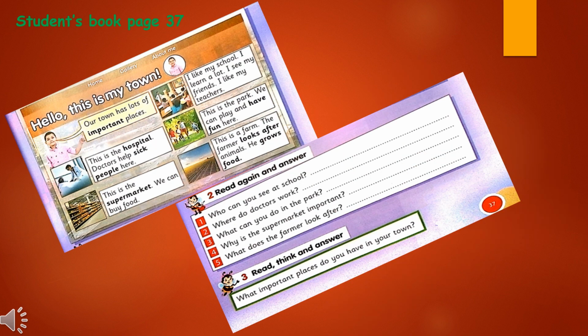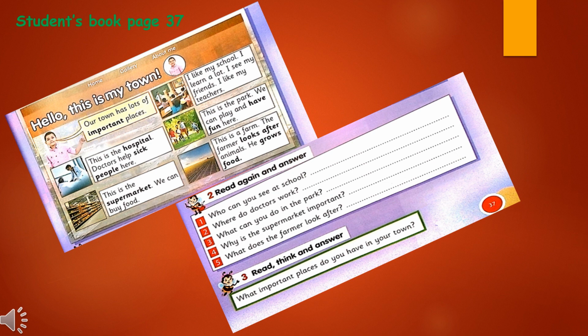On page 37 in your student's book, here we want to speak about the places in our town. Our town has lots of important places. Important means that we need them very much. The first place is the school. Let's read about it. I like my school. I learn a lot. I see my friends. I like my teachers.